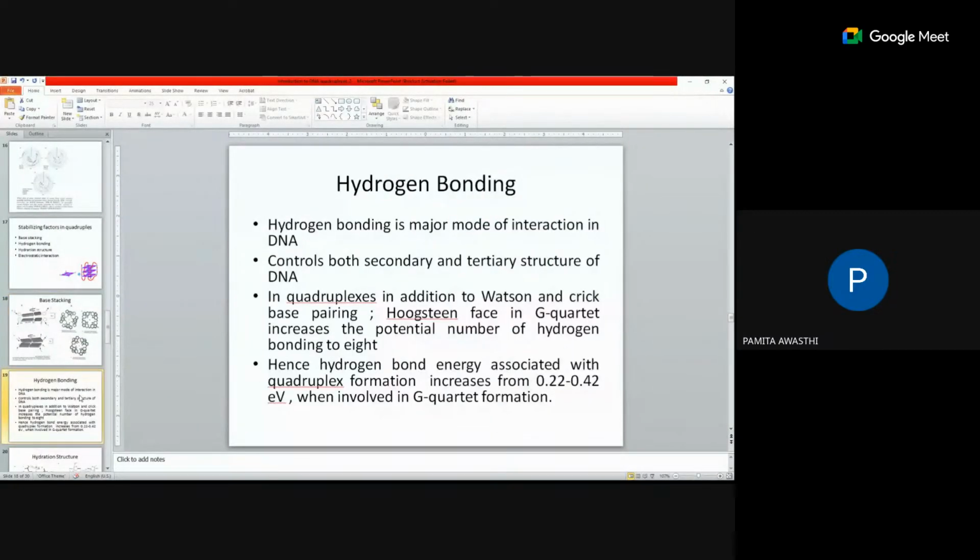So the next stabilizing factor is hydrogen bonding. Hydrogen bonding is the major mode of interaction in DNA. It controls both the secondary as well as the tertiary structure of the DNA. In quadruplexes, in addition to Watson-Crick base pairing, what we have discussed, the Hoogsteen base pairing in the G-quartet increases the potential number of hydrogen bonds to 8. Hence, the hydrogen bond energy associated with quadruplex formation increases from 0.22 to 0.4 electron volt.